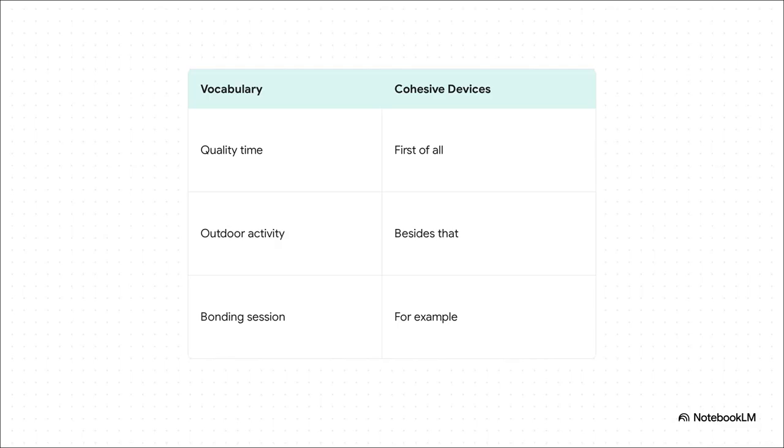To significantly boost your score while detailing these activities, you need to use what I like to call power-ups. Instead of just saying it's fun, upgrade your vocabulary. Use terms like quality time, relaxing, enjoyable, outdoor activity, and bonding session. And to link your thoughts smoothly so you don't sound like a robot, use cohesive devices, like first of all, besides that, and for example.